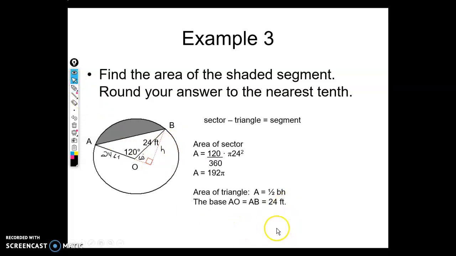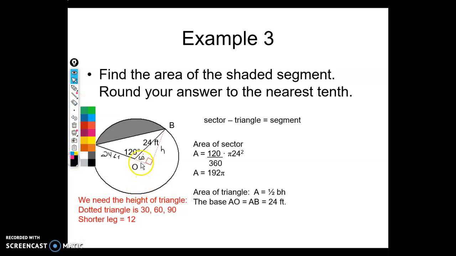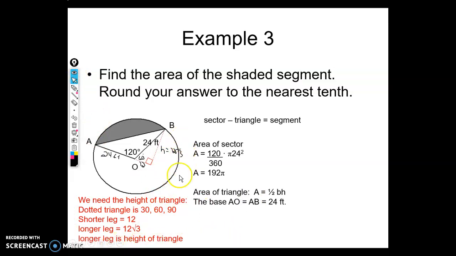And it's a good thing I taught you about 30, 60, 90 triangles, right? So if the hypotenuse is 24, the short side is going to be half of it, which is 12. So this part down here is going to be 12. Which means the longer leg is 12 times the square root of 3. That's our height. We just figured out the height. Our height is 12 times the square root of 3, all based on that 30, 60, 90 triangle principle. The longer leg is the height of the triangle.